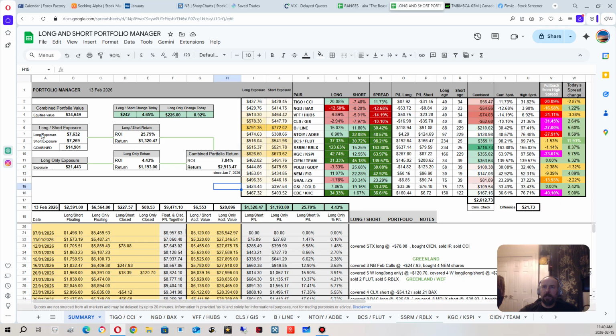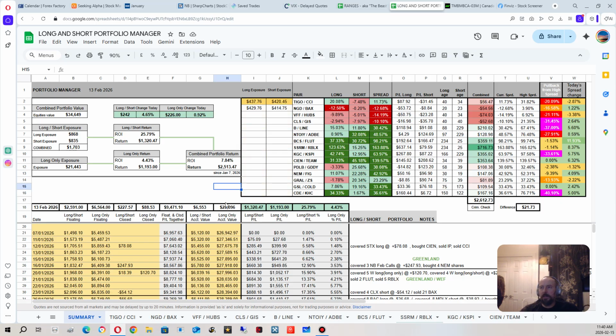My long exposure is 7,632. My short exposure is 7,269 for a combined 14,901. My long only exposure is 21,443. But if you go down here, the long short account value is at 65.53. It's not 14,901. This one here is the actual account value for long only. You can see that my exposure is 21, so I got about $7,000 cash in there.